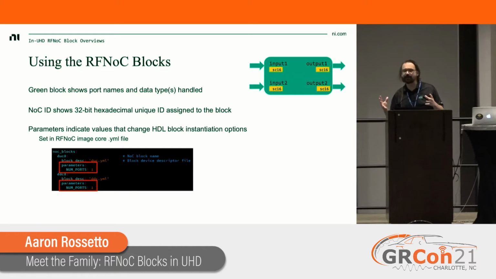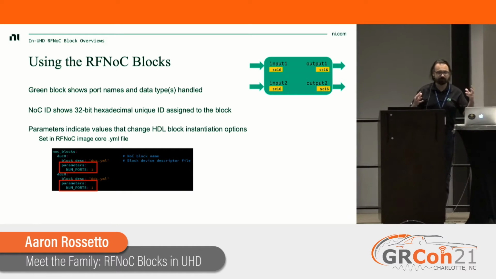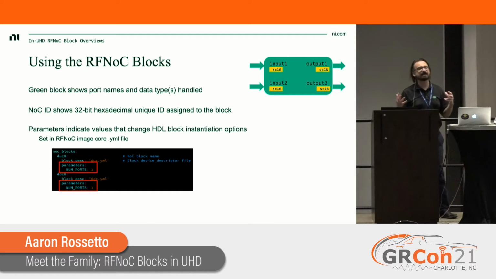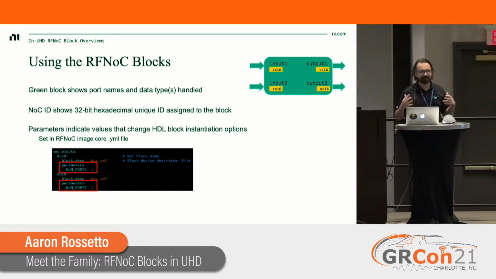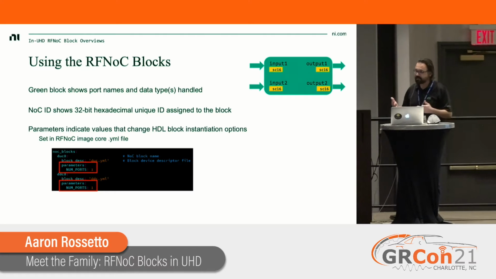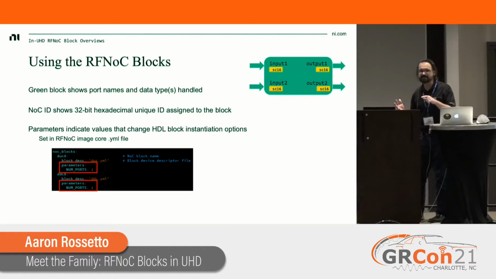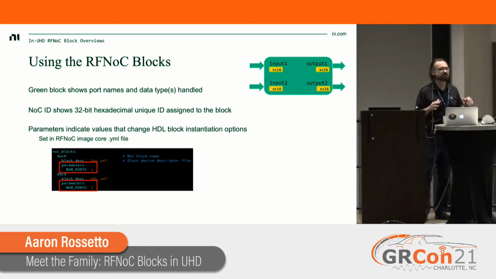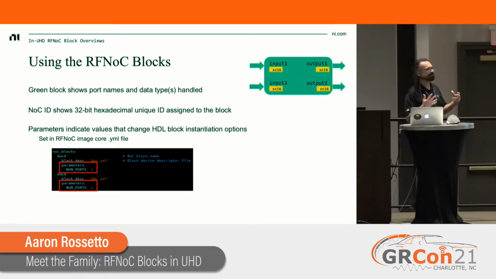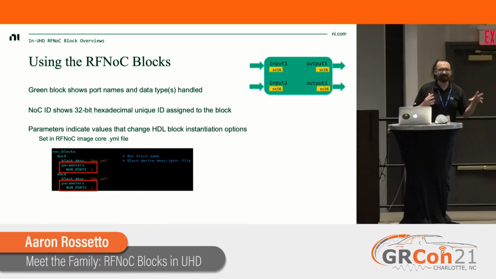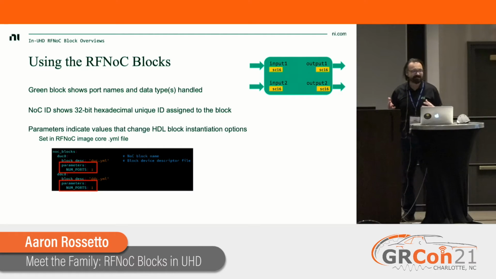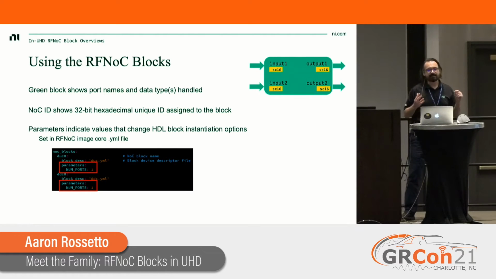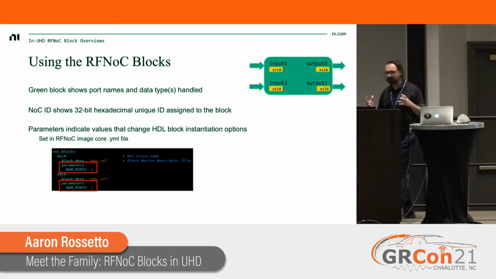So for each block, what you'll see in the upper right-hand corner of the slide is a graphical diagram indicating the block's input ports and output ports and the data types that they expect. Each block has a unique 32-bit ID called the NoC ID, which is just a little detail, but in a lot of cases, that block ID was chosen cheekily with respect to the actual block. And I wanted to highlight that because there's a couple that actually make me smile every time I think about it.